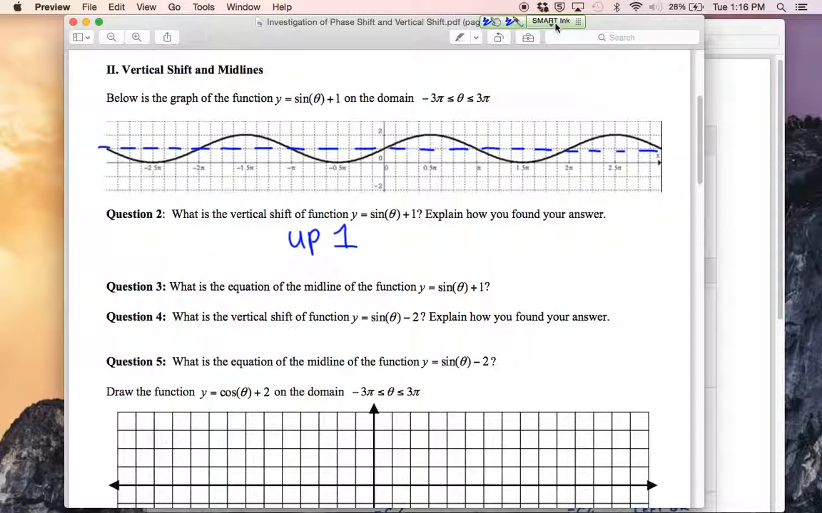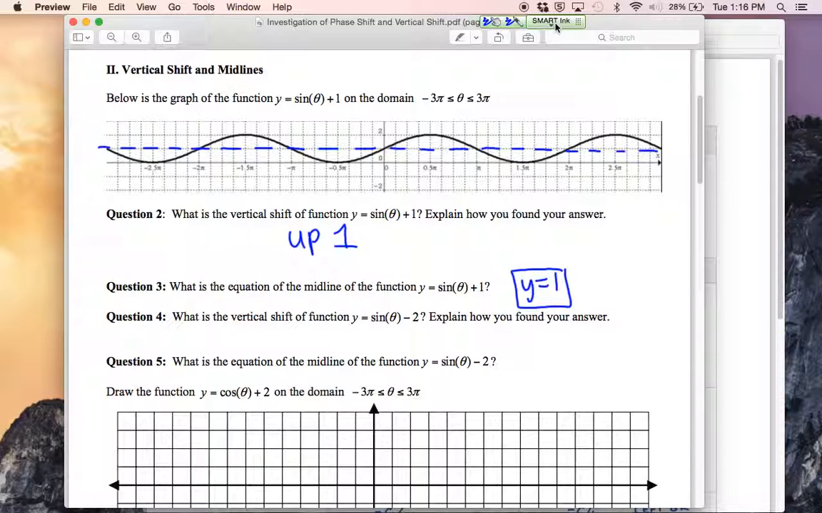What is the equation of the midline? Well, the equation of the midline is now y equals 1. Notice the difference between asking what is the vertical shift and what is the equation for the midline. Equation for midline is a horizontal line. Vertical shift is just a value, one number.